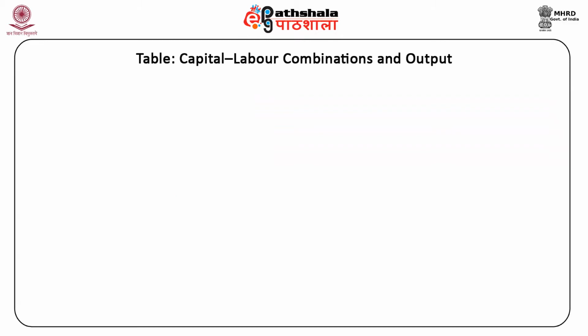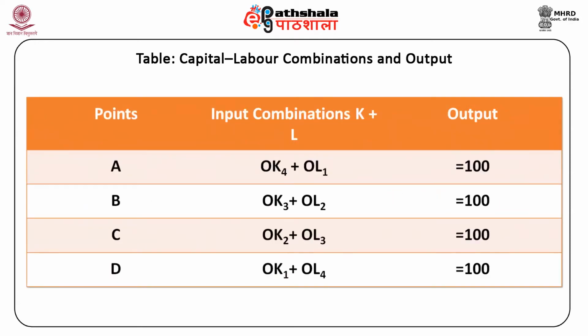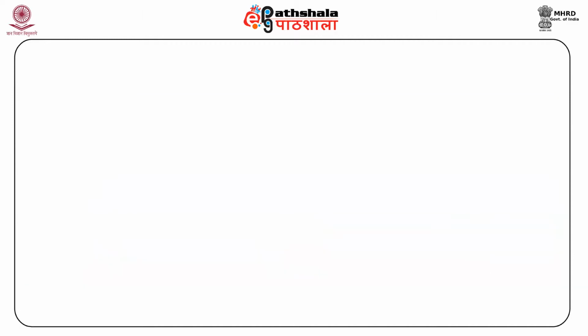Consider the capital-labor combination and output table. It is quite clear from the table that different input combinations, that is points A, B, C, D, yield the same level of output, 100. Thus, an isoquant should pass through these points. Moreover, both inputs are substitutes for one another. Now, based on all these, we can draw the isoquant as represented in the diagram.